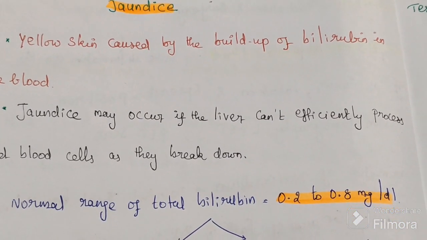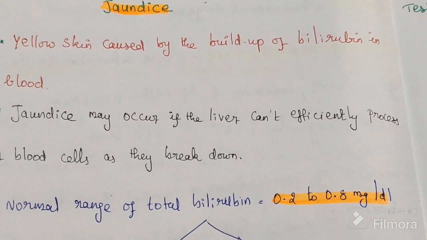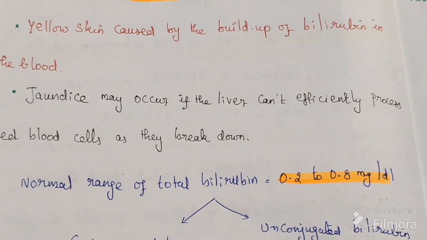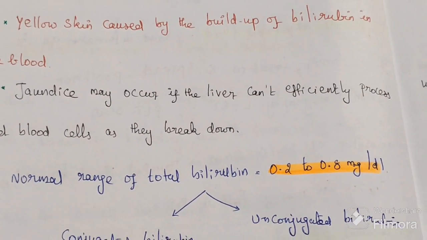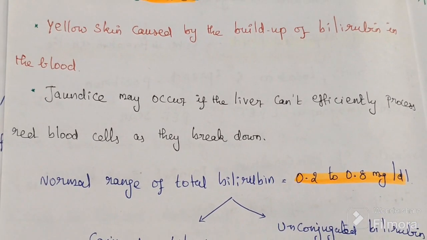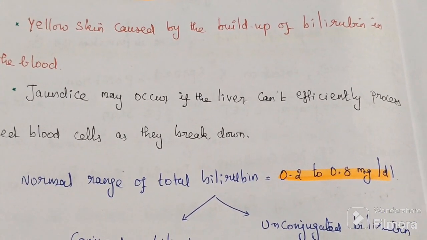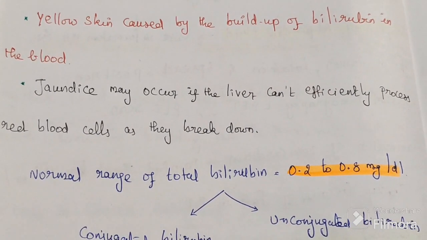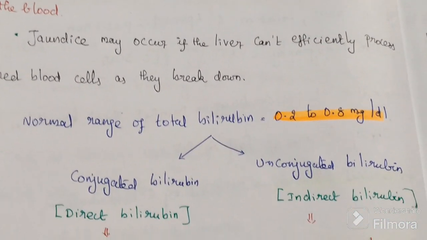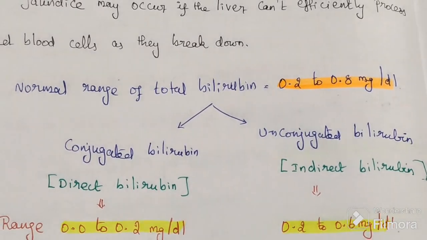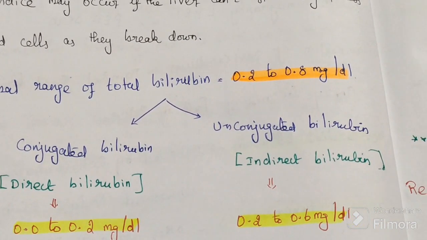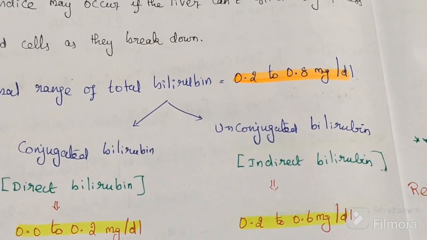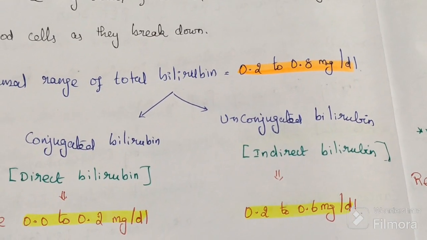Jaundice may occur if the liver cannot efficiently process red blood cells as they break down. If our liver cannot work properly, it causes jaundice. The normal range of total bilirubin is 0.2 to 0.8 milligram per deciliter.